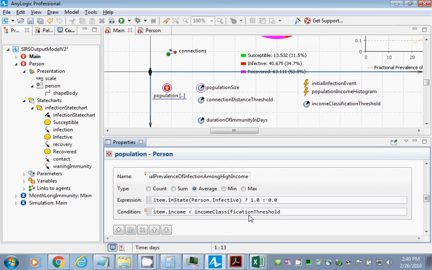I don't know what it is. Prophylactically, I would just save and close, and restart AnyLogic. So we saved it, we added this among high income and low income. Okay, now let's go add it to the graph.